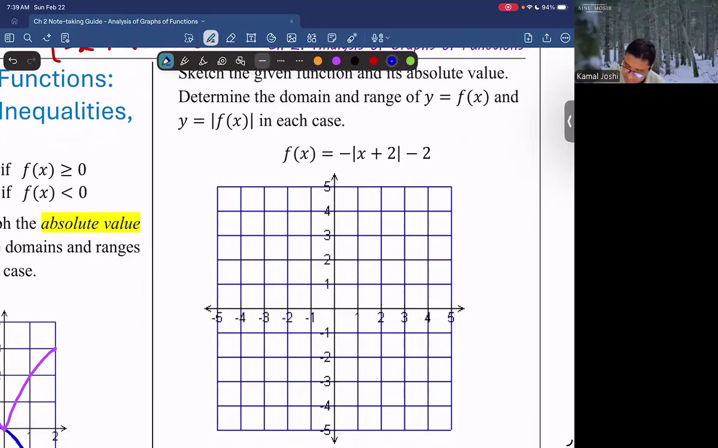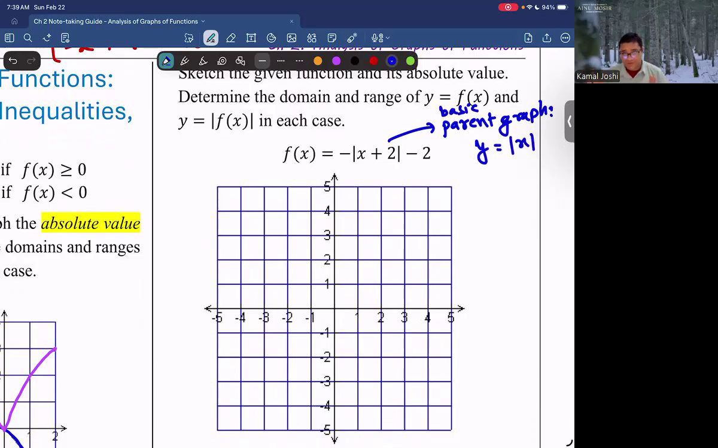This is the graph whose parent. Now there are two layers. Okay. This itself, the f of x itself, is modified from one basic graph, or I would say basic parent graph. The basic parent graph here is the absolute value of x, right?